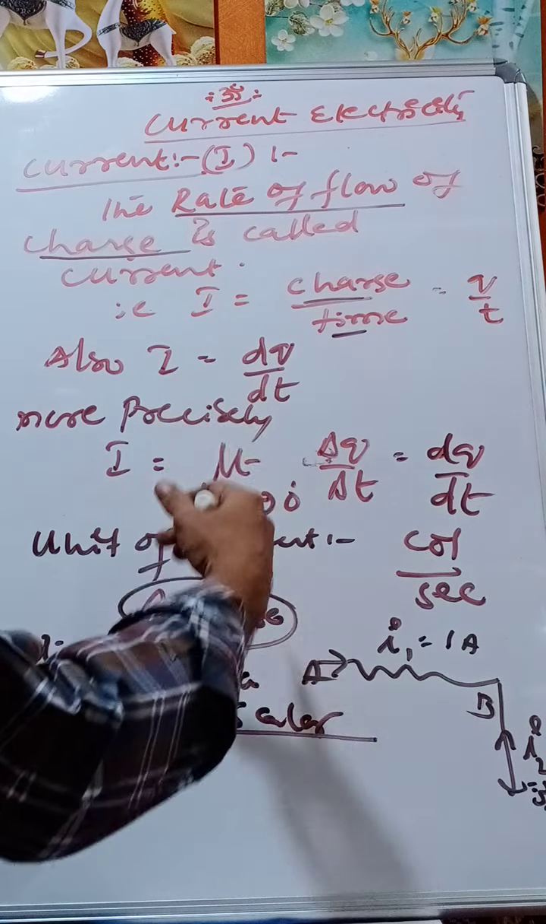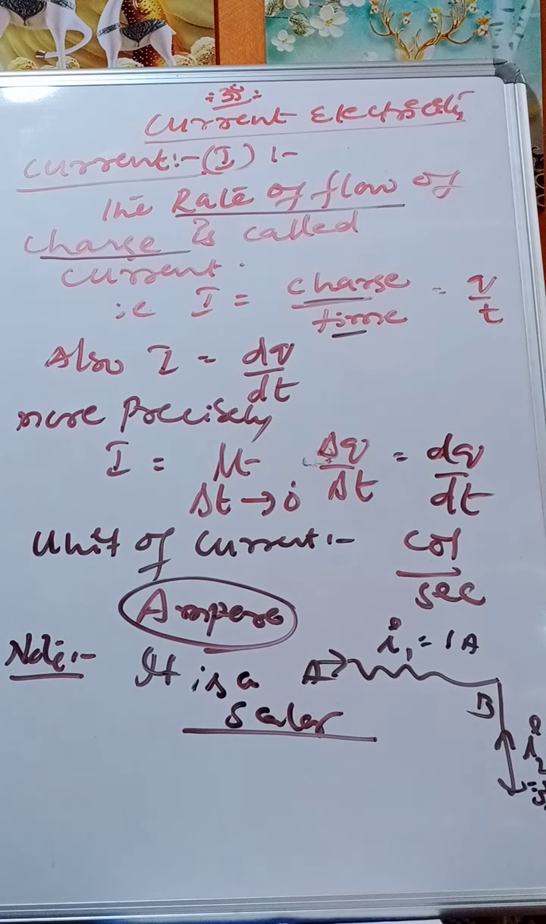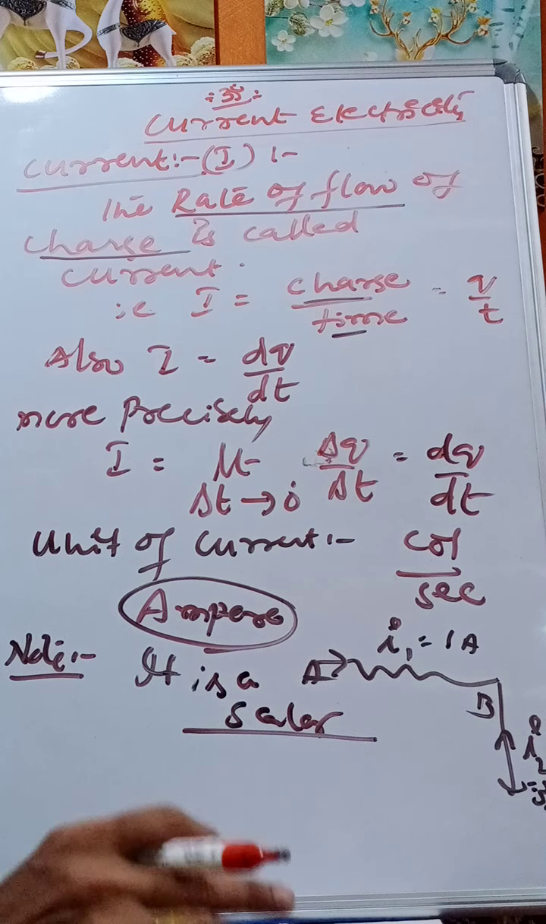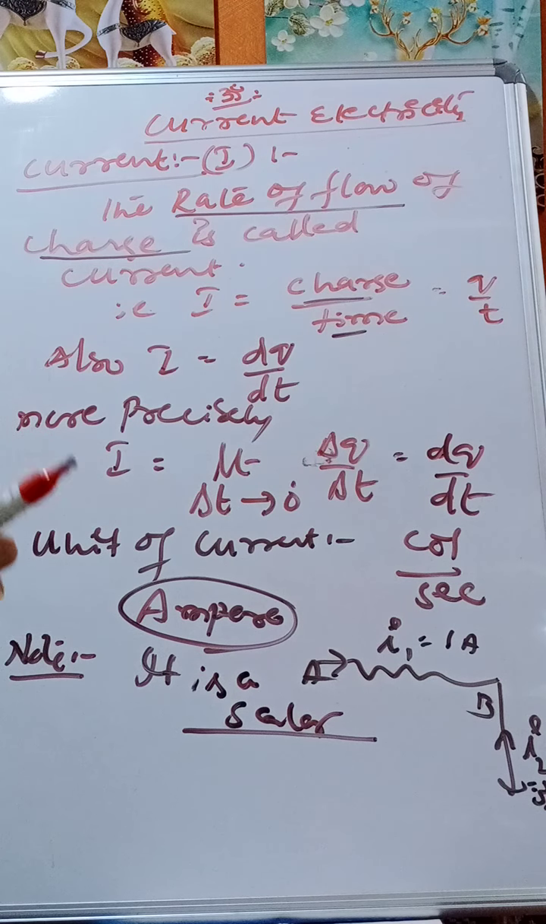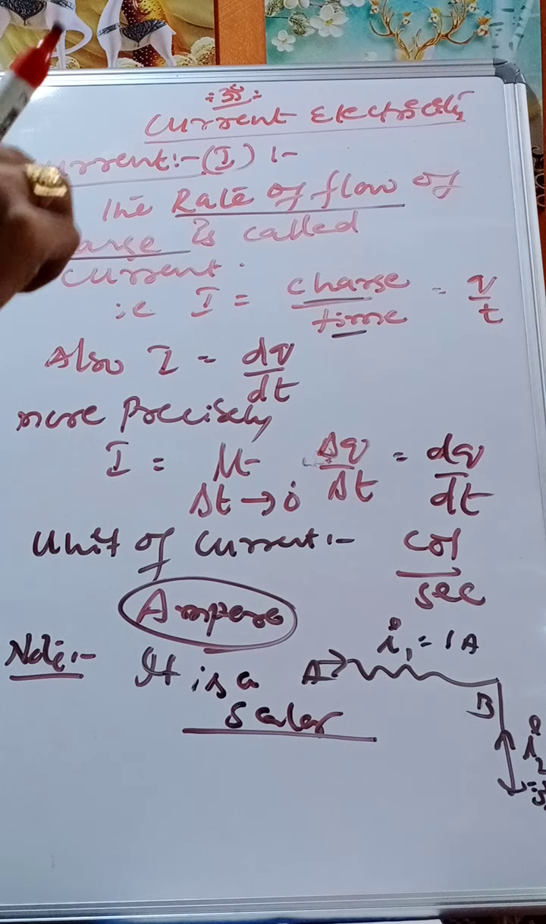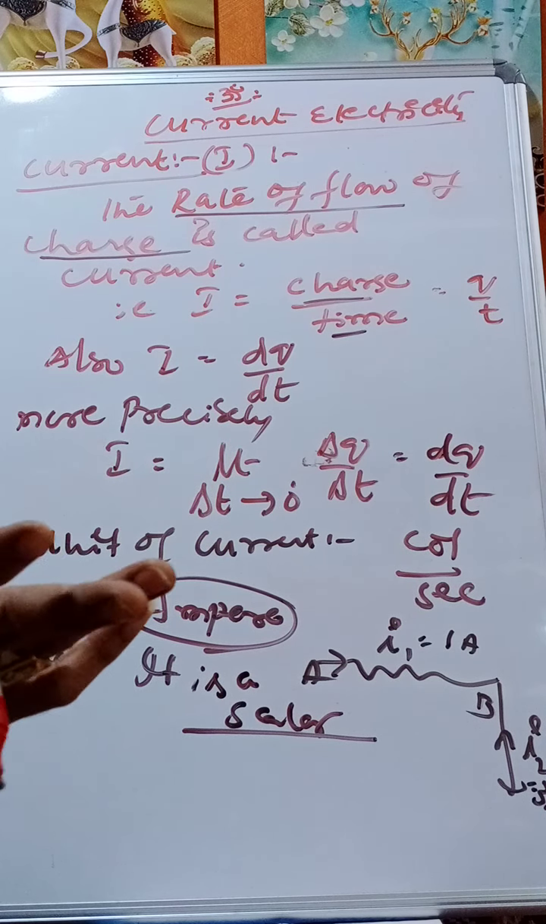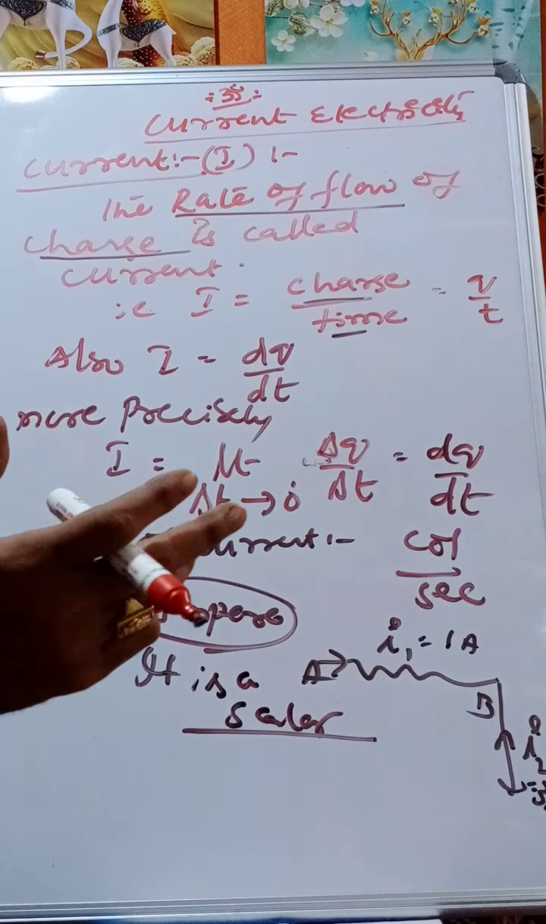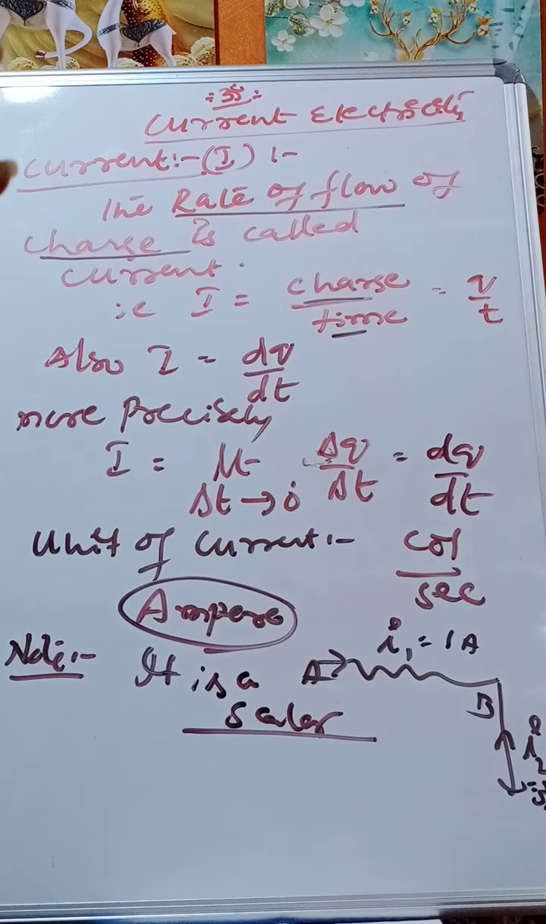Now, how can we express the different forms of current? See, generally we hear lightning. A lightning carries some tens of thousands of amperes. That is why when some lightning came, some tree may be destroyed, some house may be destroyed, some area may be destroyed, because it carries a huge amount of current.